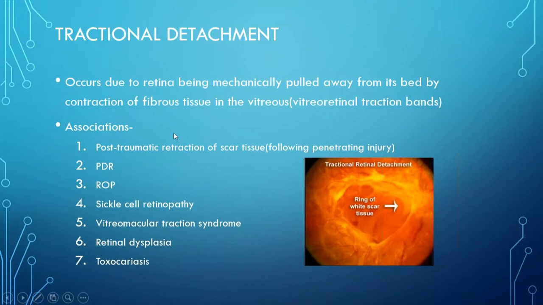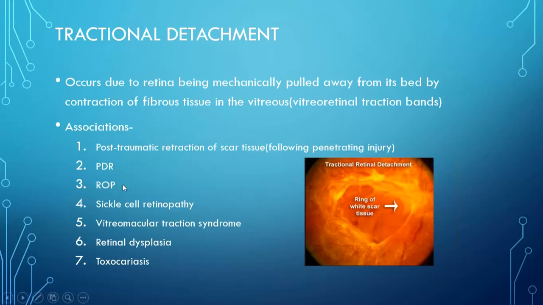You need to remember how it differs from rhegmatogenous and how it differs from exudative. So the causes in the three types of detachments will be different, and that is how you need to differentiate the three types of detachment. The associations related to tractional detachment will be post-traumatic retraction of scar tissue following a penetrating injury, and proliferative diabetic retinopathy. Again, there will be increased neovascularization, and in later stages, that neovascularization will tend to form a fibrous tissue, and that might cause a pull over the retina.